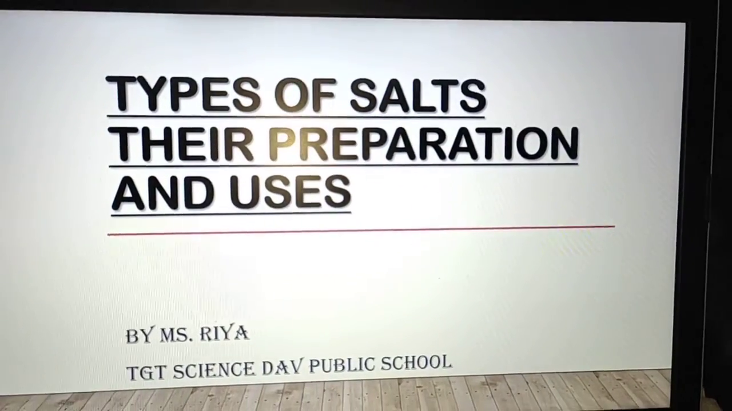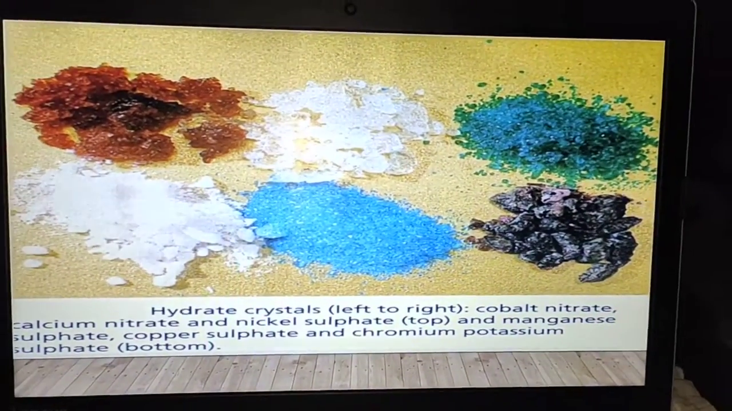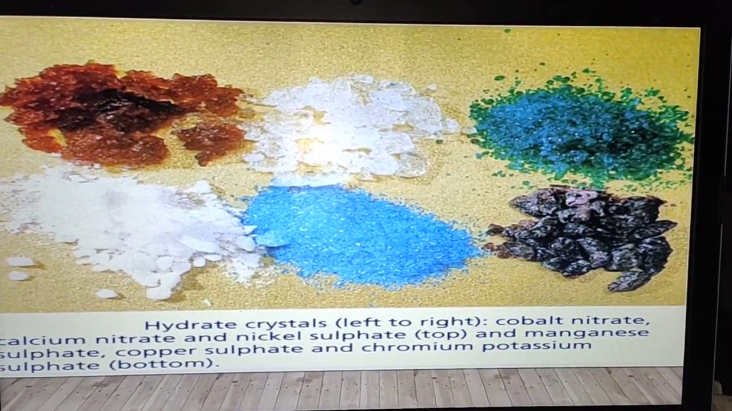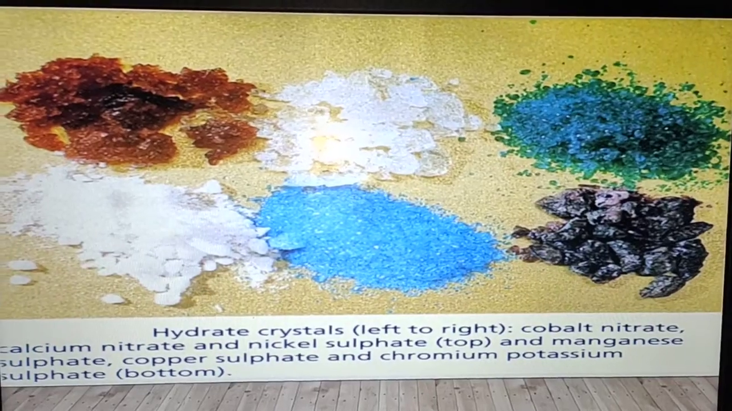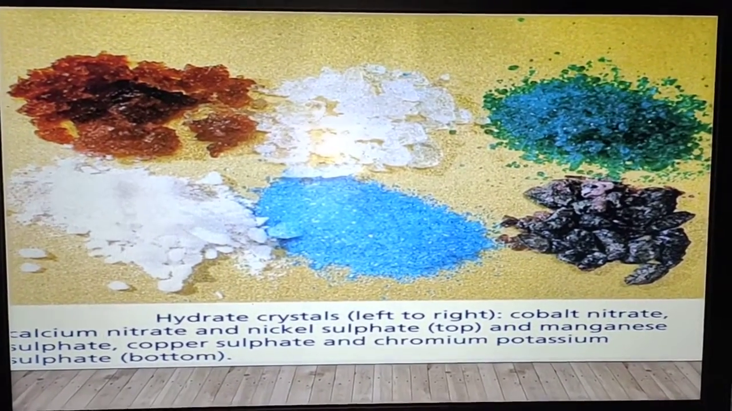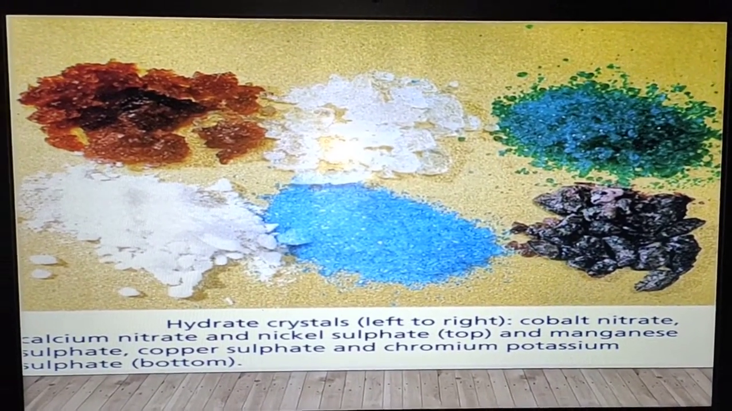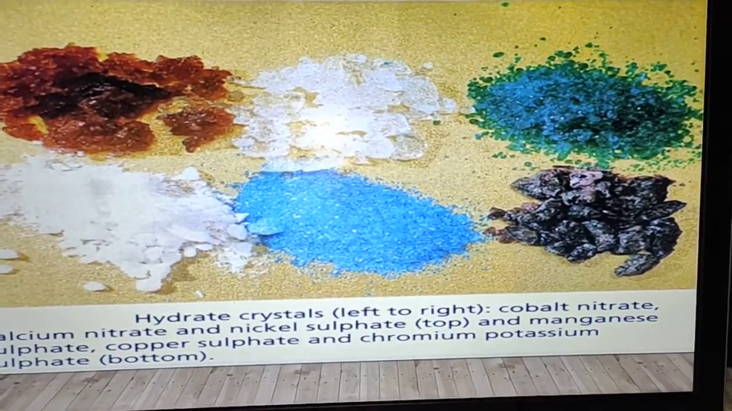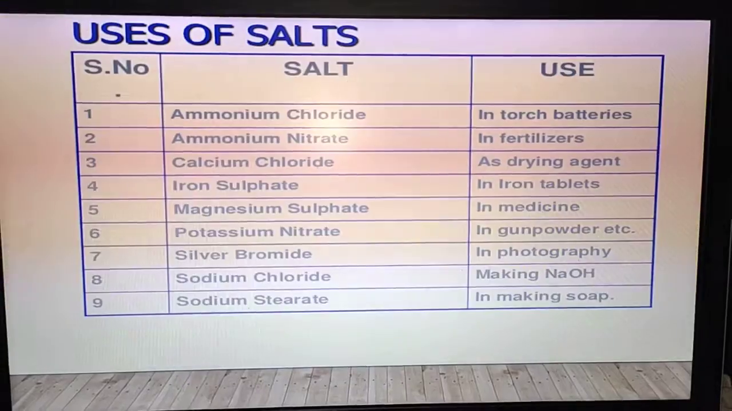So here we are dealing with the different colors of salts. First I want to show you different colors of the salts. These are in the form of hydrated crystals: cobalt nitrate, calcium nitrate, nickel sulfate. So these are the salts present in our labs in this kind.